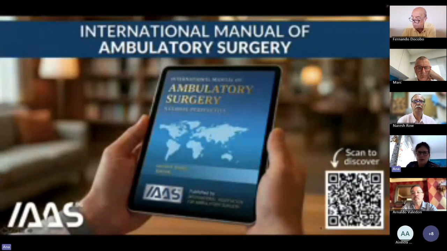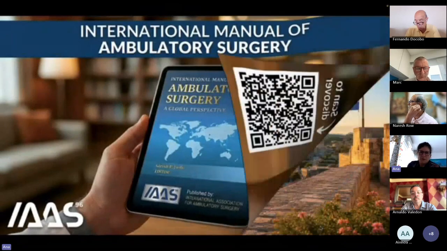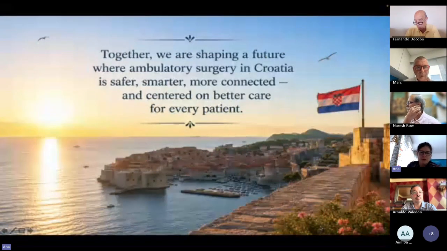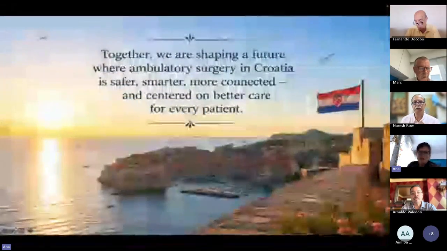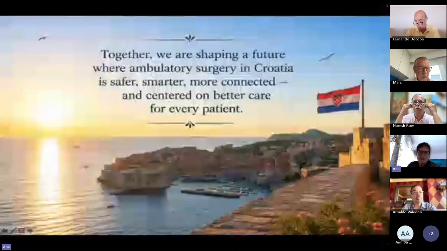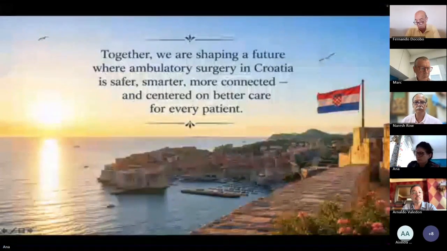Of course, to follow the plan, we will be of great use with the freshly issued International Manual of Ambulatory Surgery, so I recommend to everyone to read it and use it. And of course, together we are shaping a future where ambulatory surgery in Croatia is safer, smarter, and more connected, and centered on better care for every patient.